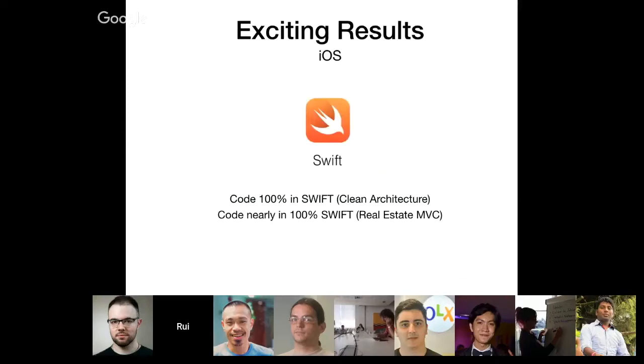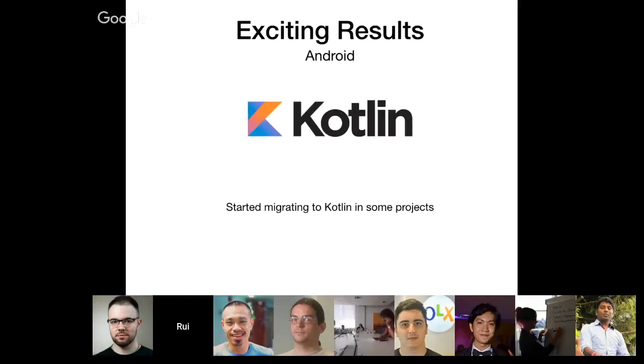Swift was also the year that our iOS developers managed to build a 100% Swift app, like the Clean Architecture app, or nearly 100% in real estate. In Android, we started migrating to Kotlin, but we are still very behind compared to Swift.